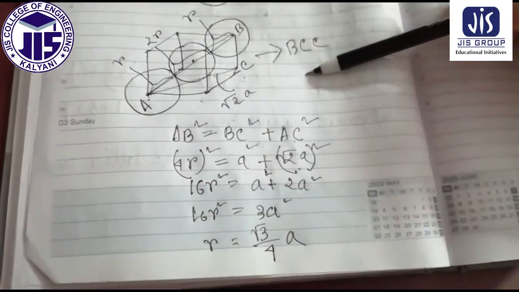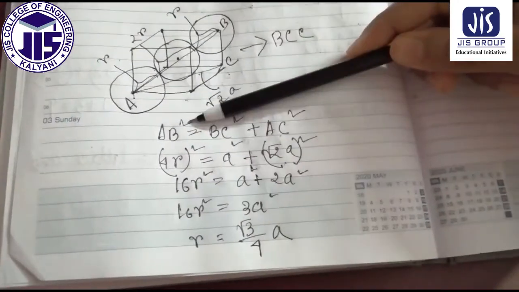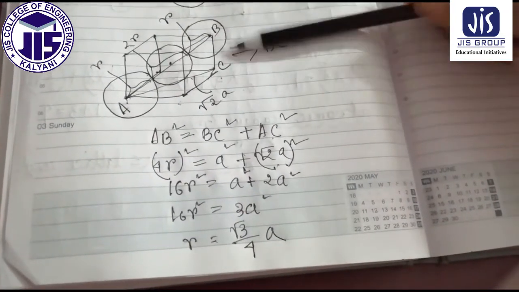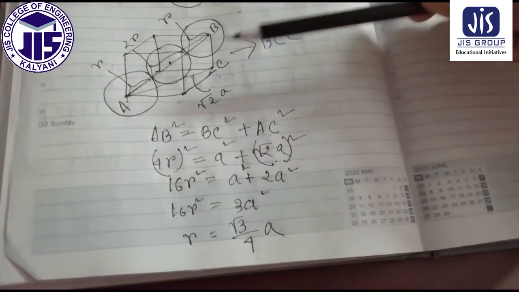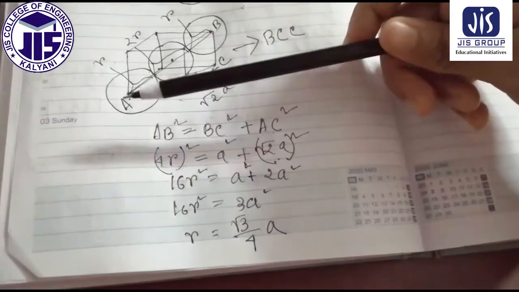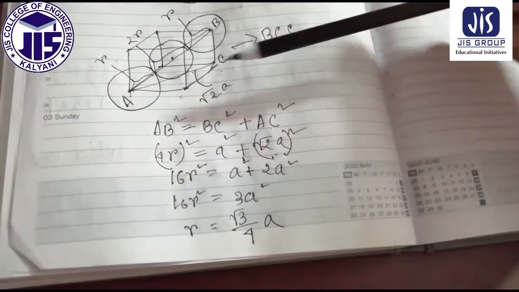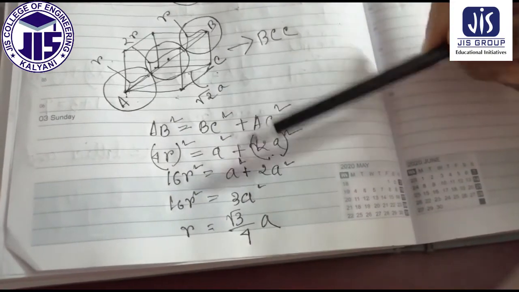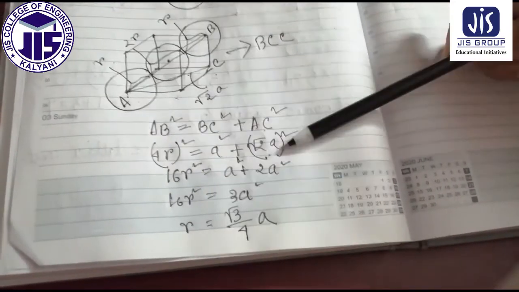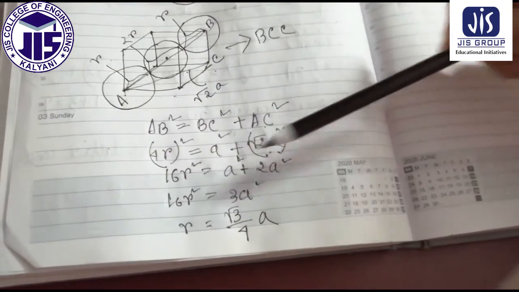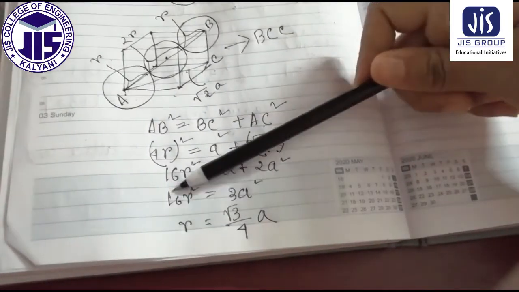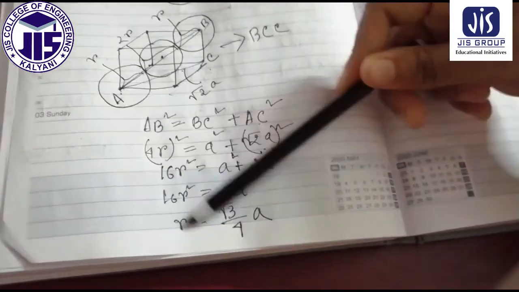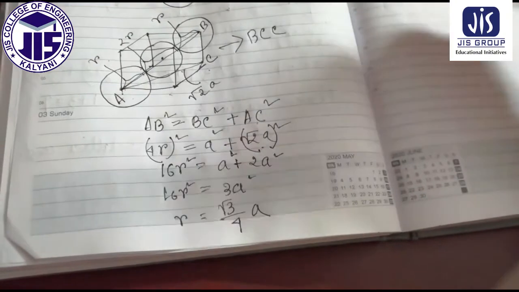For BCC structure, if we apply the Pythagoras law on the right angle triangle, since this angle is 90 degree, therefore this is a right angle triangle. Therefore AB square equal to BC square plus AC square. So AB square equal to 16r square, BC square equal to a square, AC square equal to 2a square. So here a square plus 2a square equal to 3a square equal to 16r square. Now r equal to √3 by 4 into a. So this is the relation between r and a for BCC.